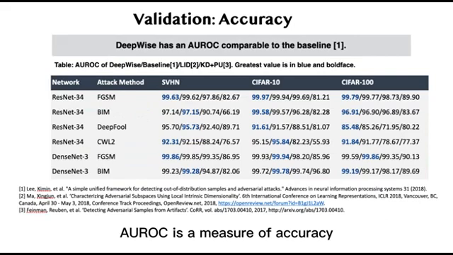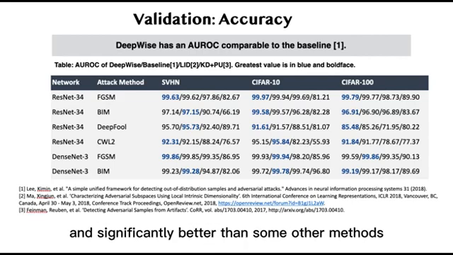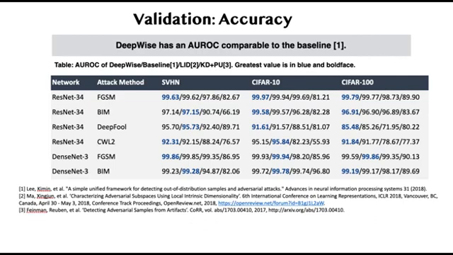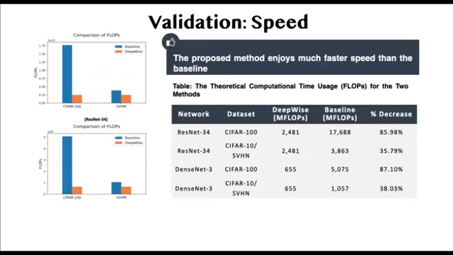AUROC is a measurement of accuracy, and the higher the better. As shown in the table, DeepWise has an AUROC comparable to the baseline, and significantly better than some other methods. This holds true in different networks, attack methods, and image datasets. Such a satisfying AUROC allows DeepWise to effectively spot adversarial images.